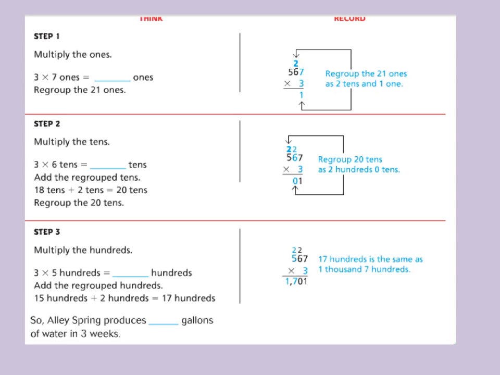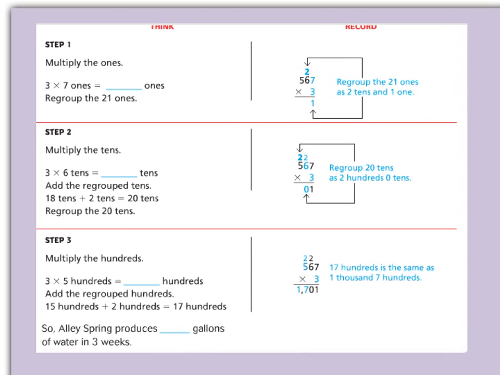3 times 7 ones equals 21 ones. Whoops, sorry, 21 ones. So we're going to have to regroup the 21 ones. We're going to put this 2 here in the tens, and we'll put the 1 in the hundreds because 21 ones is 2 tens and 1 one. Now we'll move on to step 2 where we're going to be multiplying the tens.